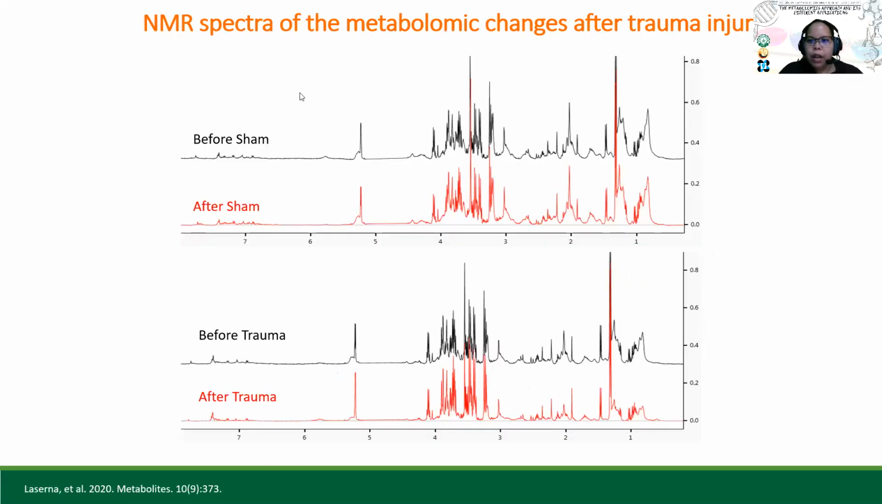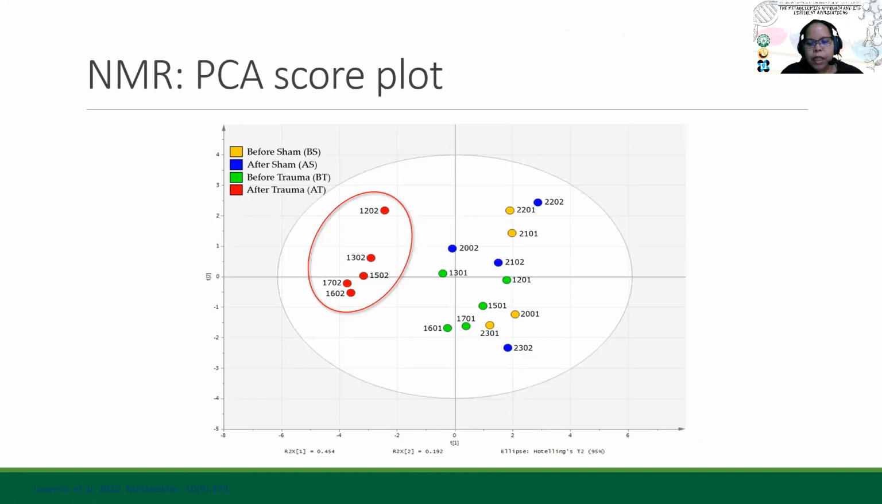So this is just to show you an example of the NMR spectra of the plasma metabolic profile of trauma injury. So this is to compare your before and after sham, as well as before and after trauma. So in terms of the visuals, you can mainly see changes in this particular chemical shift, at the peaks at these particular chemical shifts, for the trauma group of pigs. So using chemometrics, you are able to see a clearer visualization of the changes in terms of your metabolic profile, your after trauma being highly separated from the rest of your samples, from your baseline as well as your sham samples.